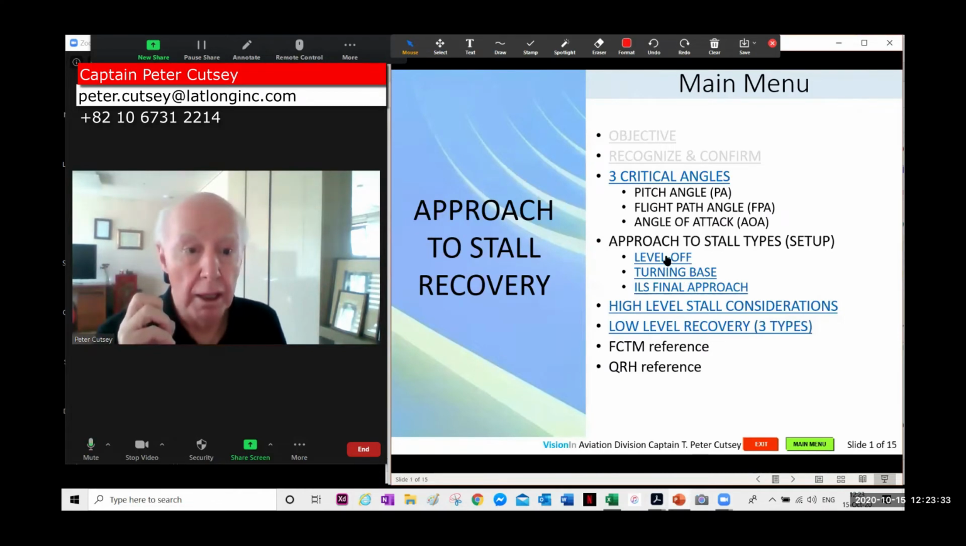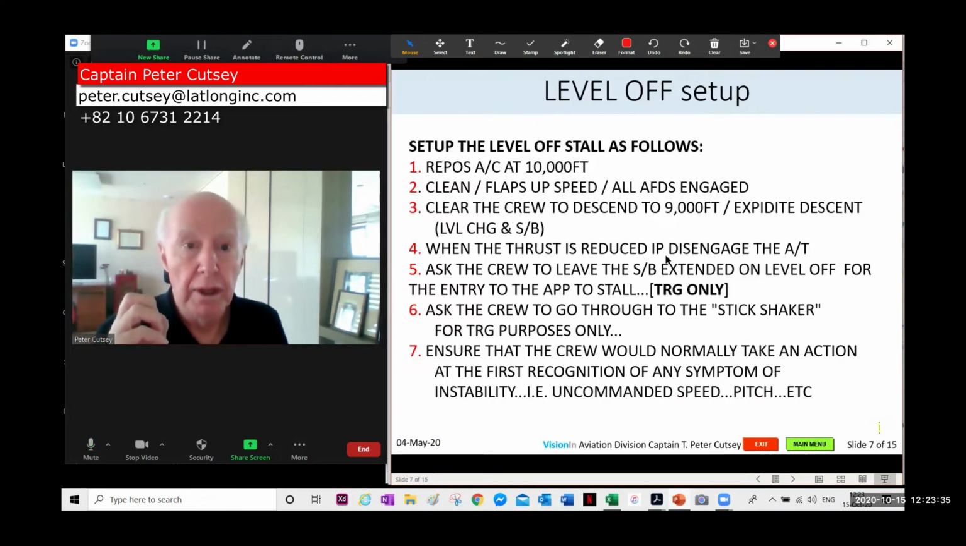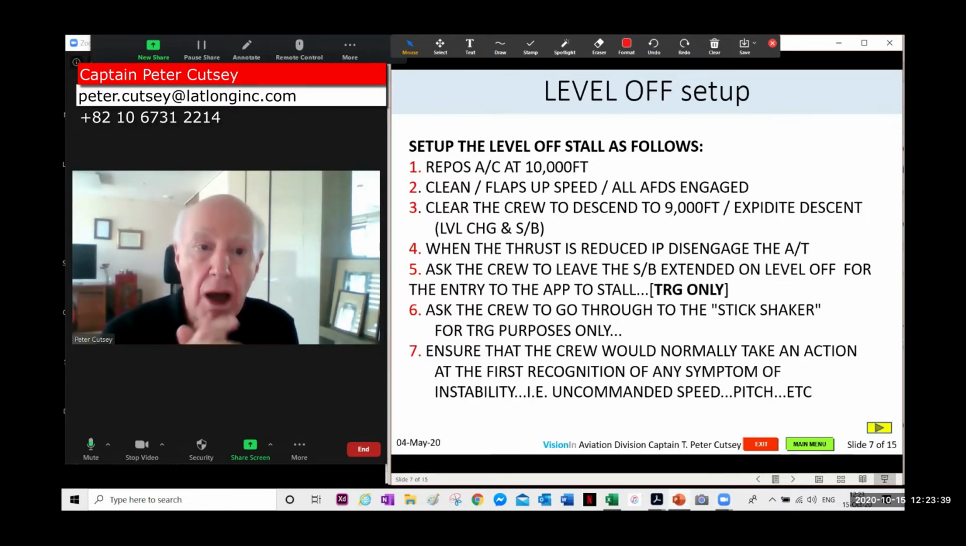Now let's go to the setup for the level off stall. These instructions are primarily for the instructor who's going to be giving this lesson. Reposition the aircraft at 10,000 feet.